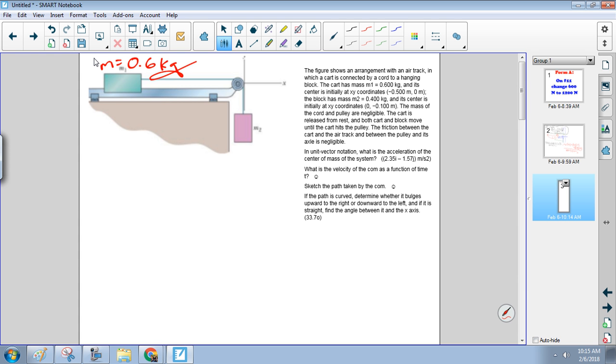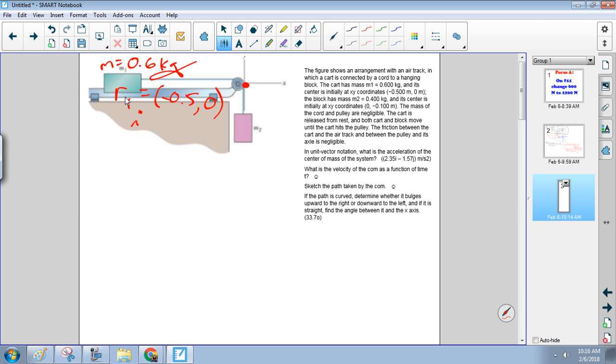Let's see, its center is located initially at xy coordinates negative 0.50. So I'm assuming that they're, oh yeah, here. So our origin is here. So here, let's call this x1, and it gives us the coordinate of negative 0.5, right? And then the y coordinate is 0. Sloppy notation there because I'm using x. I probably should use r, right? Because we're doing two dimensions. Is that going to mess anybody up? All right, let's use r. Everybody okay? So that's the center of mass 1 initially.